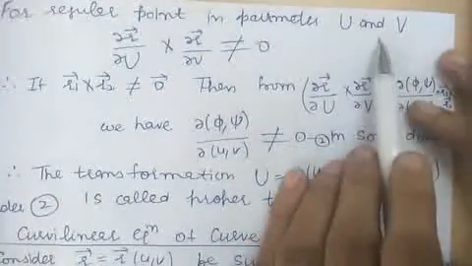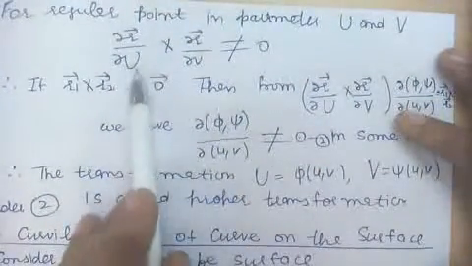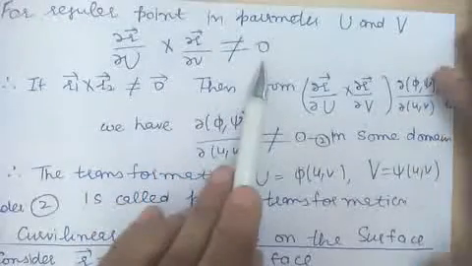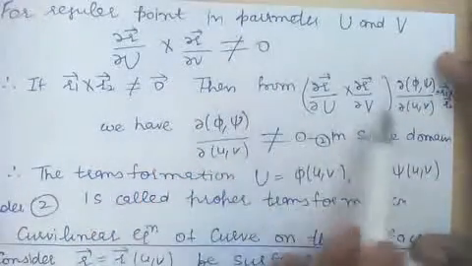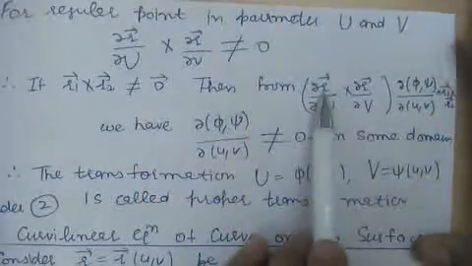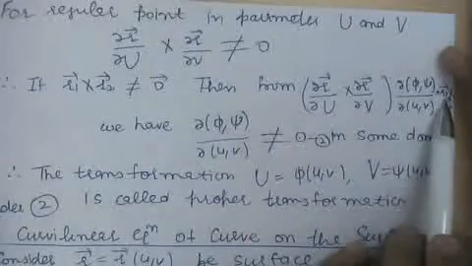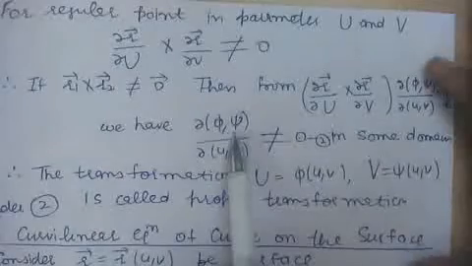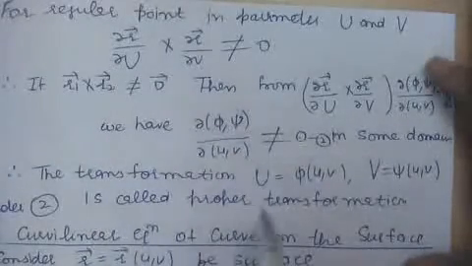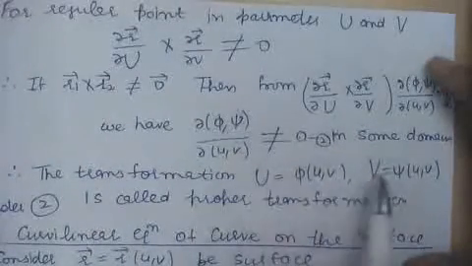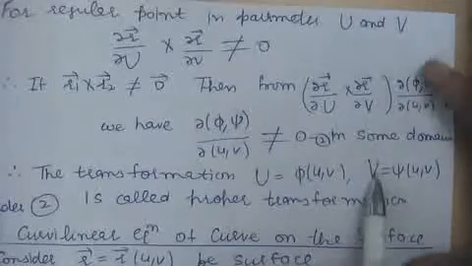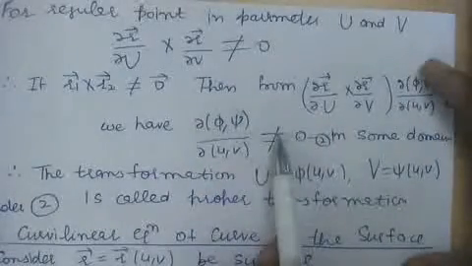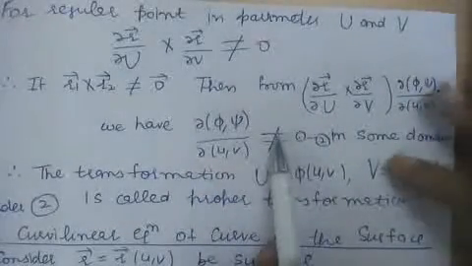Now for the regular points in the parameters capital U and capital V, curl r by curl u cross curl r by curl v is not equal to 0. So here if this is not equal to 0 and this is also not equal to 0, so that must also be not equal to 0. So we can say that the transformation which we defined by capital U and capital V, that transformation under this condition is called proper transformation.